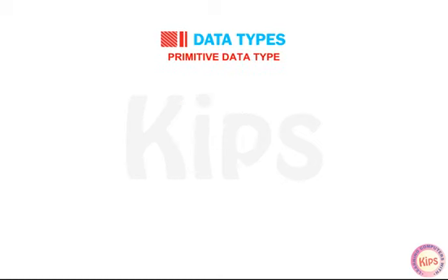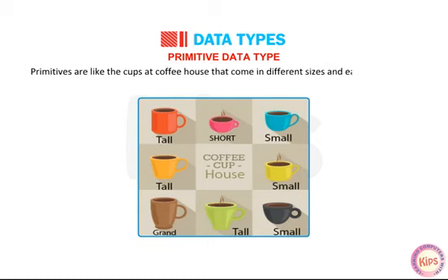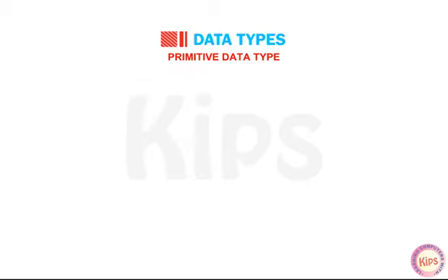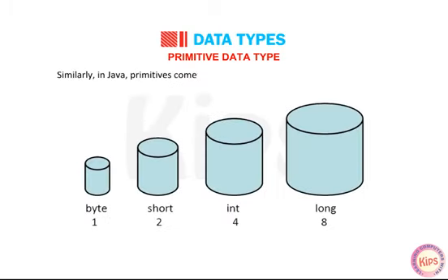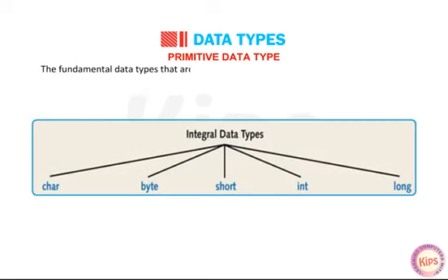Let us discuss primitive data types. Primitives are like the cups at a coffee house that come in different sizes and each has a name like small, short, tall, grande. Similarly, in Java, primitives come in different sizes and those sizes have names. When you declare a variable in Java, you must declare it with a specific type. The fundamental data types that are already an integral part of the Java language are called primitive data types.